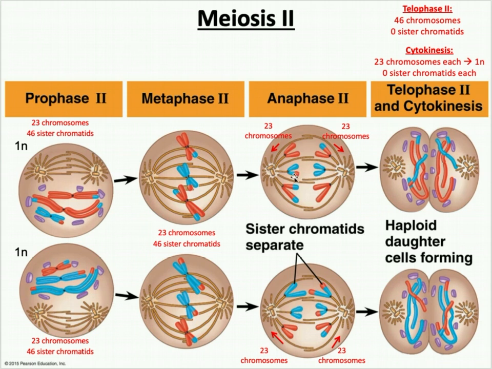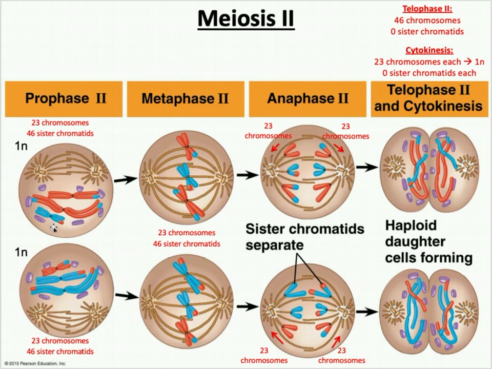So in meiosis 2, it's pretty much the same thing as mitosis, except the numbers are going to be different. But it'll look pretty much the same as mitosis. So here in prophase 2 of meiosis 2, we have our 2 daughter cells, and what happens to one daughter cell will have to happen to the other daughter cell. Each daughter cell will have 23 chromosomes, 46 sister chromatids.